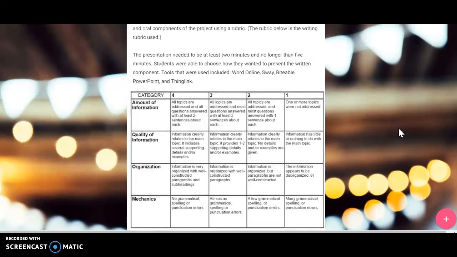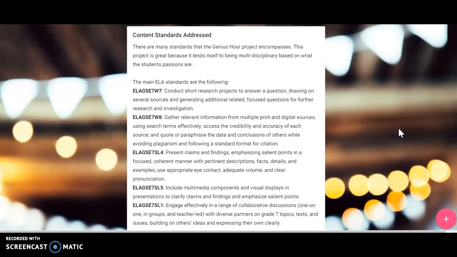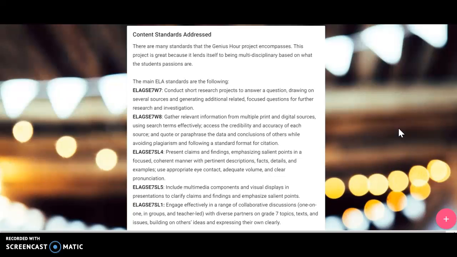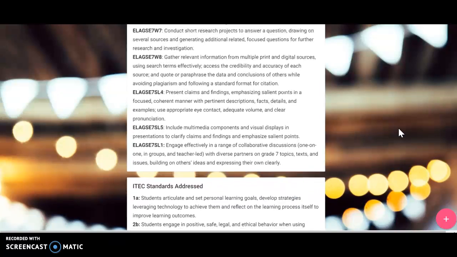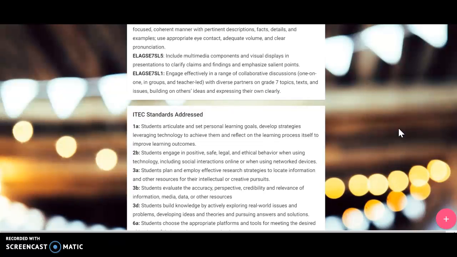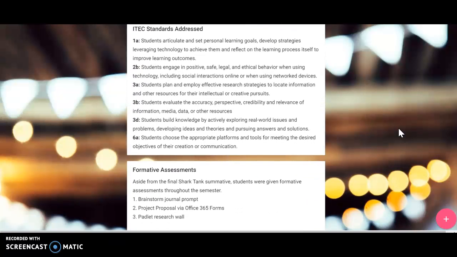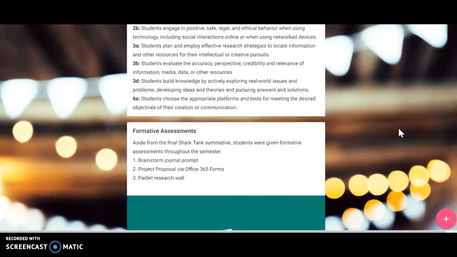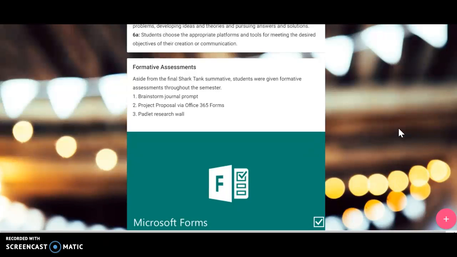This project lends itself well to the ELA standards, but it also is great because it is easy to become multidisciplinary based on what the students are passionate about. Many students are using science, social studies, and technology standards during their projects, and many have other disciplinary teachers as their mentors. Throughout this project, several digital tools were used during the formative assessments.